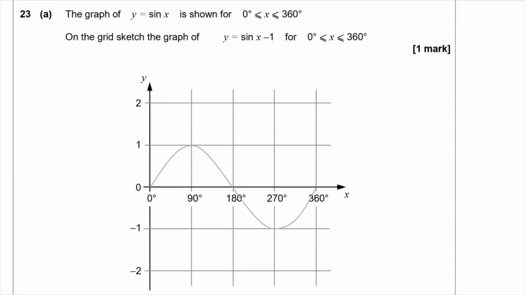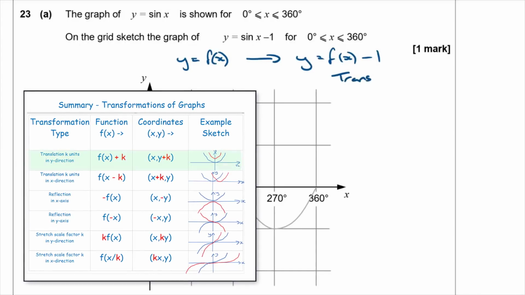Okay, so we've been given the curve of y equals sine x, and we've been asked to sketch on the graph the equation y equals sine x minus 1, which is just a transformation of our original graph. So if you take a graph y equals f of x and you translate that into a graph y equals f of x minus 1, then what you're doing is a translation of negative 1 unit in the direction of y. So we're going to go 1 unit down.